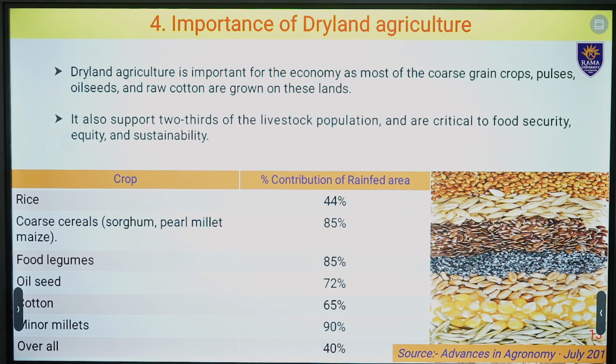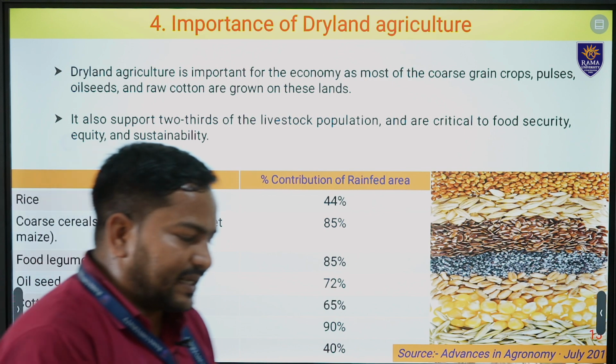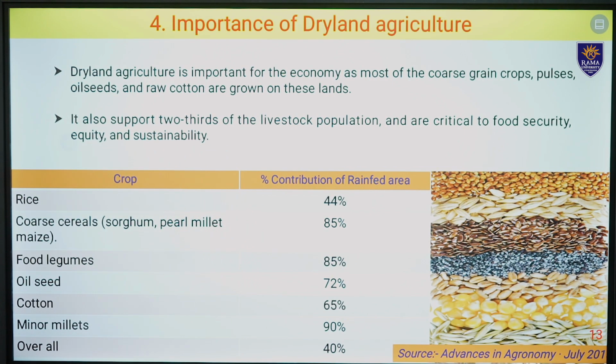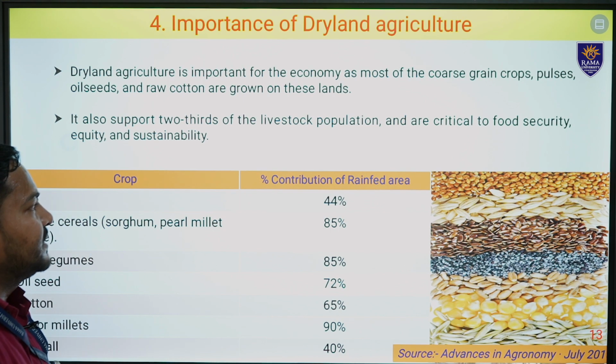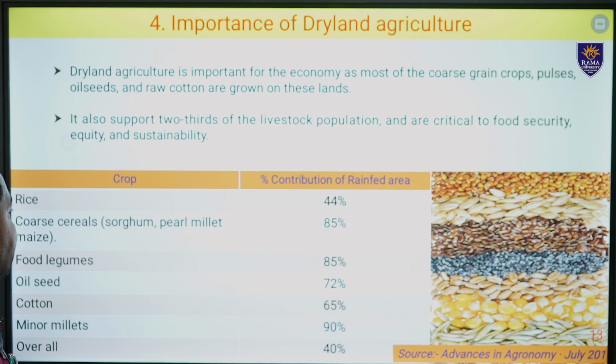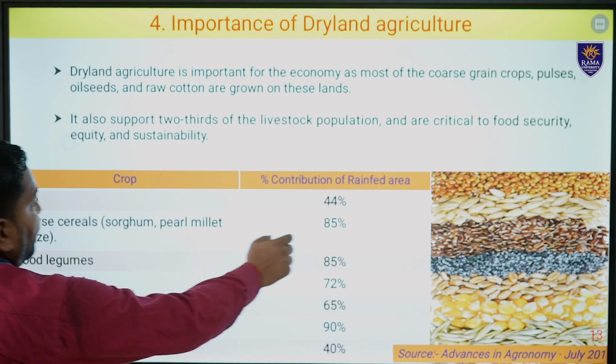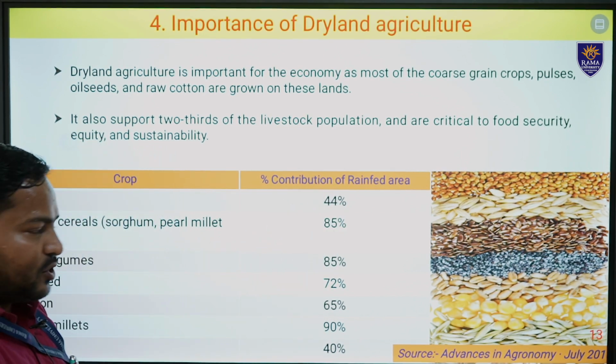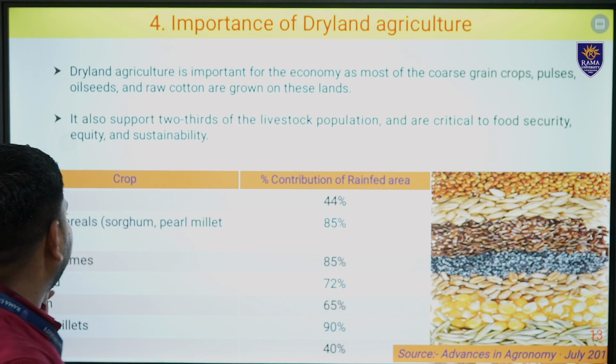Importance of dryland area. Dryland agriculture is important for the economy, as most of the coarse grain cereals, pulses, oil seeds and raw cotton are grown in these lands. It also supports 2/3 of the livestock population and is critical to food security. We can say 44% of total rice production is contributed by the rainfed areas.